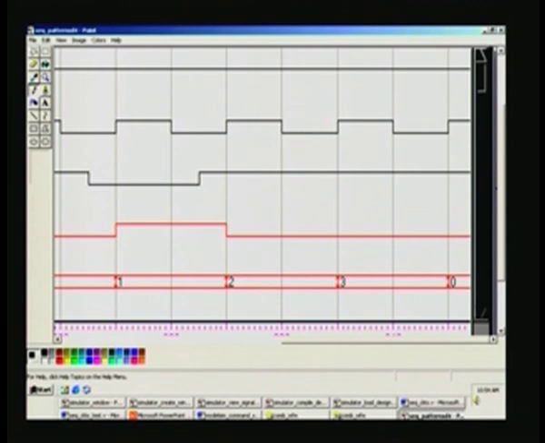Yes. This completes both combinational and sequential circuits waveform analysis, and we are winding up the Modelsim simulation. In the next class we will summarize all the commands so that it will be a ready reckoner for you. Thank you.